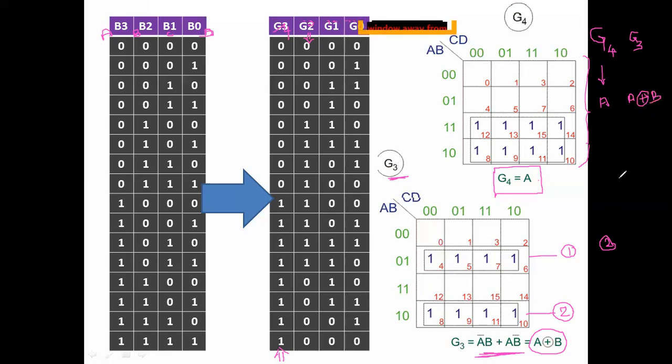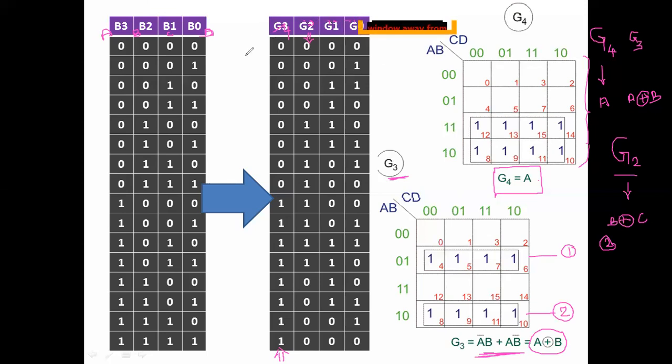Similarly, for G2, the next we are going to design. For G2, what will be the result? B XOR C. Why? The reason is the first one we have to copy the MSB as it is. MSB here is G4. G4 is B4, or A is copied as it is.